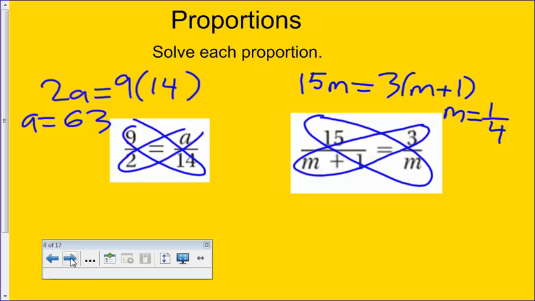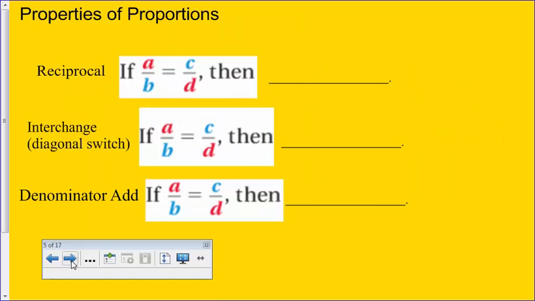Great. Thanks, Zach. All right, so let's move on. We're going to talk about 3 different properties of proportions. And the first one is called the reciprocal. And remember, reciprocal means flip. So really, what you're going to do is if A over B equals C over D, then you're allowed to flip these and say B over A is equal to D over C.